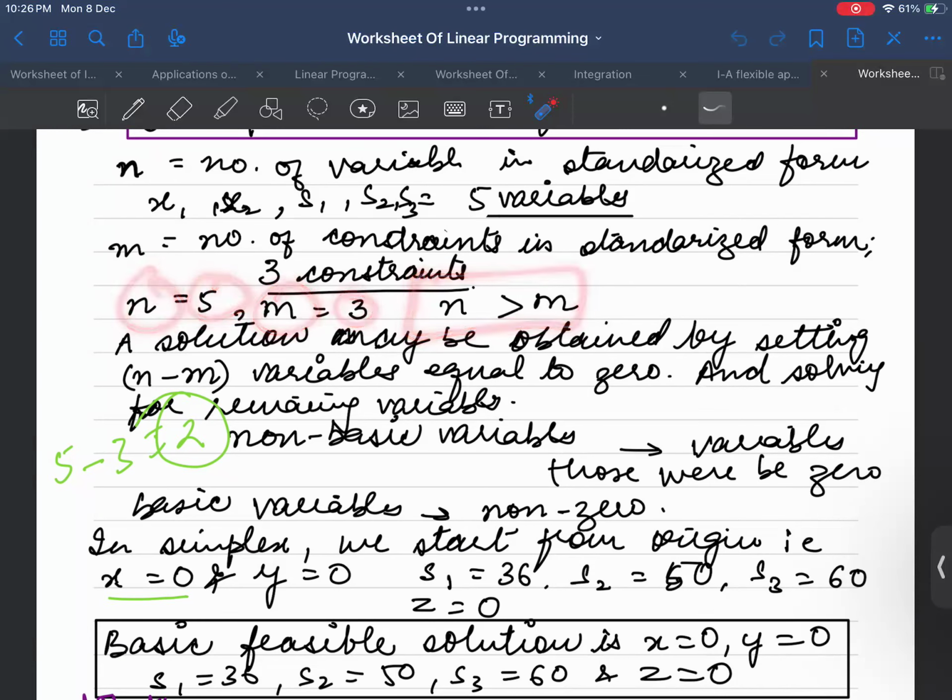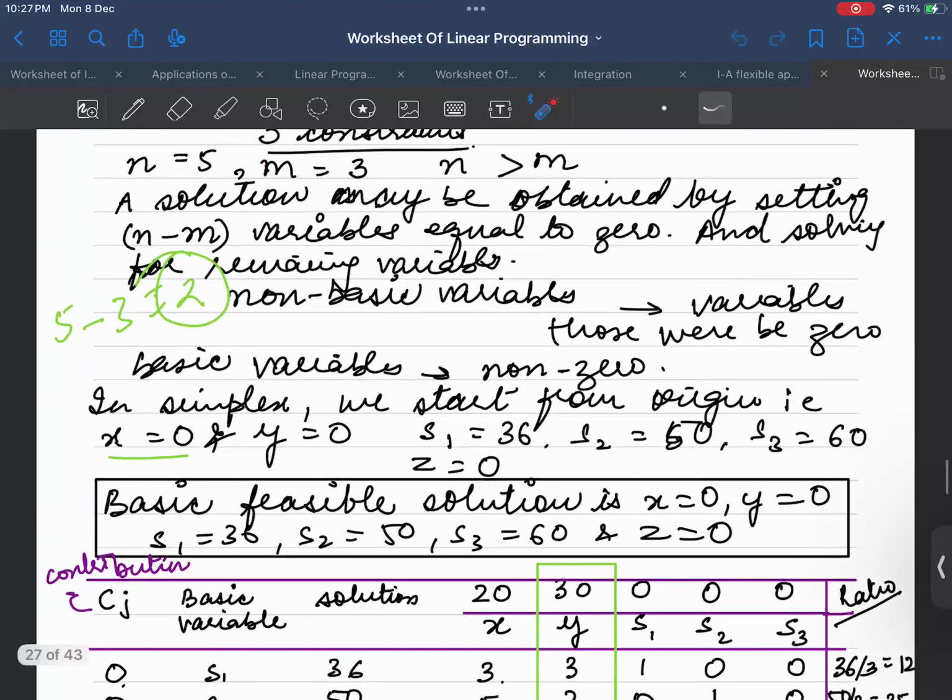Our solution may be obtained by setting N minus M variables equal to 0. If we equate them to 0, then we can get the solution, and solving for the remaining variables, as we had already discussed. Suppose N minus M is 5 minus 3, which is 2. Then 2 variables will be made 0. How many variables will be made 0?